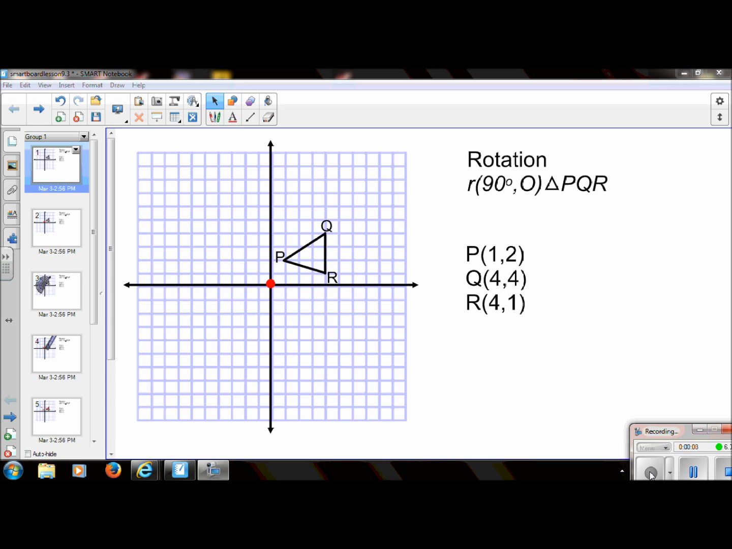Today we are going to talk about a specific type of transformation called a rotation. But before we begin, we need to look at some new notation that we're going to use. This is telling us how to do our rotation.